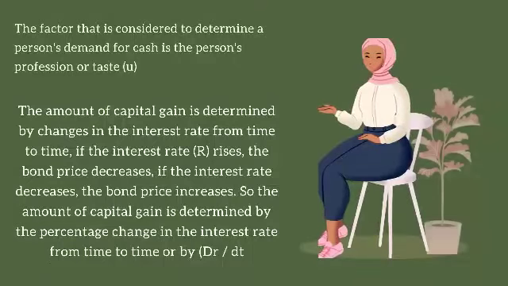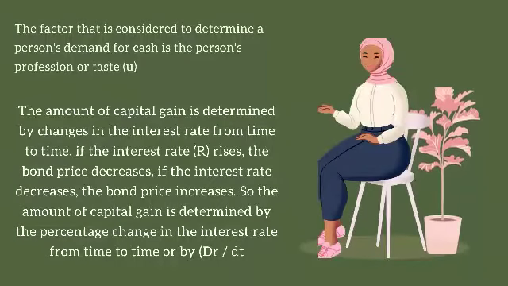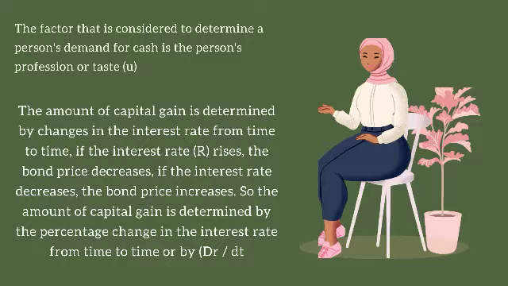The factor that is considered to determine a person's demand for cash is the person's profession or trade. The amount of capital gain is determined by changes in the interest rates from time to time. If the interest rates rise, the bond price decreases. If the interest rates decrease, the bond price increases. So, the amount of capital gain is determined by the percentage change in the interest rate from time to time.